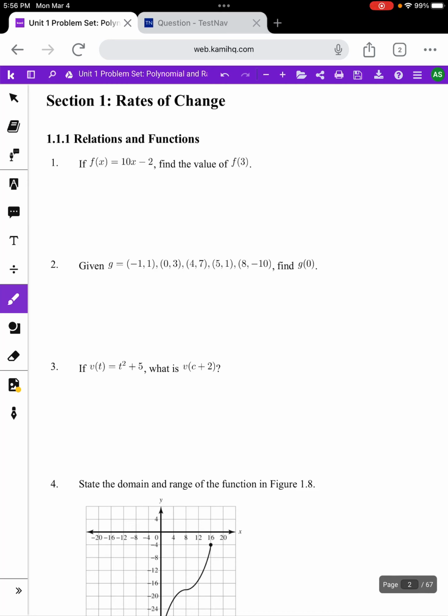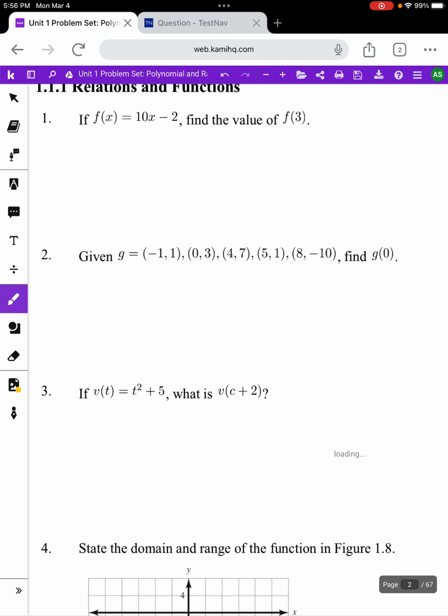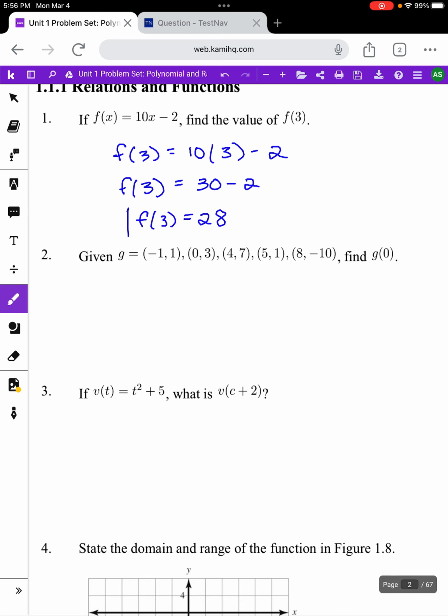Unit 1, Section 1, Rates of Change. 1.1.1, Relations and Functions. If f of x equals 10x minus 2, find the value of f of 3. So we simply plug in 3 for x. So f of 3 is equal to 10 times 3 minus 2. f of 3 is equal to 30 minus 2. So f of 3 is equal to 28.